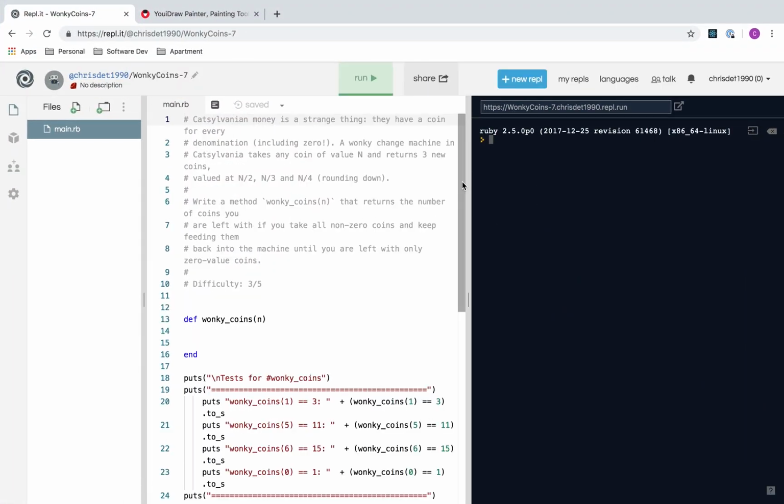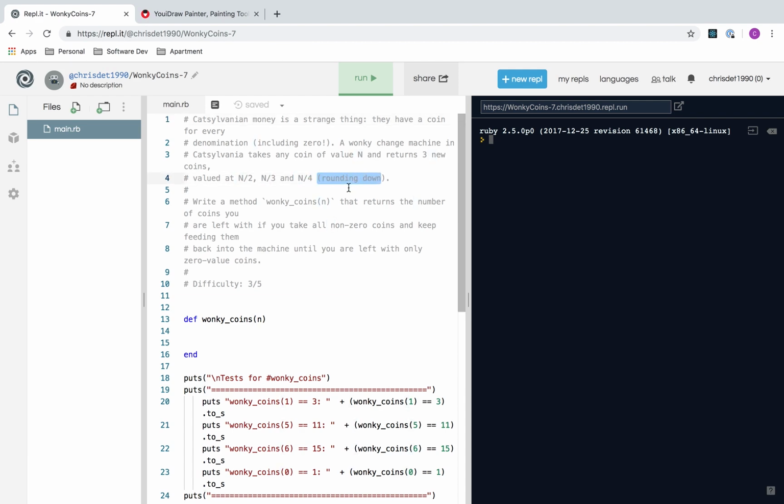Let's solve some problems. The first problem we're going to solve, I'm going to solve in Ruby. It's called Wonky Coins. Let's see what it's all about. Castlevanian money is a strange thing. They have a coin for every denomination, including 0. A wonky change machine in Castlevania takes any coin of value n and returns 3 new coins, valued at n over 2, so n divided by 2, n divided by 3, and n divided by 4, rounding down.